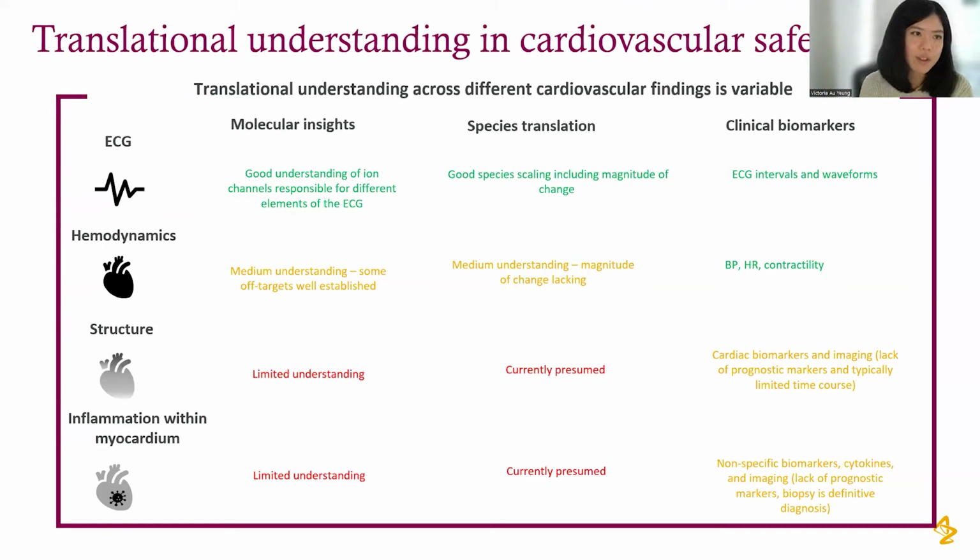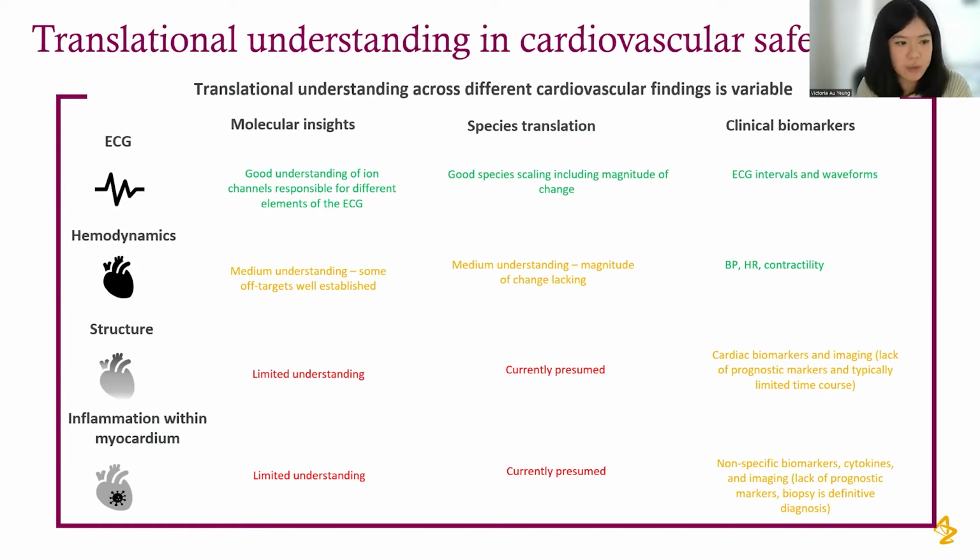But before diving into that, I'd like to first give an overview of how we view cardiovascular safety in AstraZeneca. So we have different aspects which we consider. One of these, of course, is electrocardiograms. Generally, we have a very good understanding of the molecular mechanisms underlying ECGs, how these translate between in vivo or in vitro models. And also, we understand what clinical biomarkers we can use to interpret these ECG intervals and waveforms. For hemodynamics, we also have a fairly good picture of this as well.